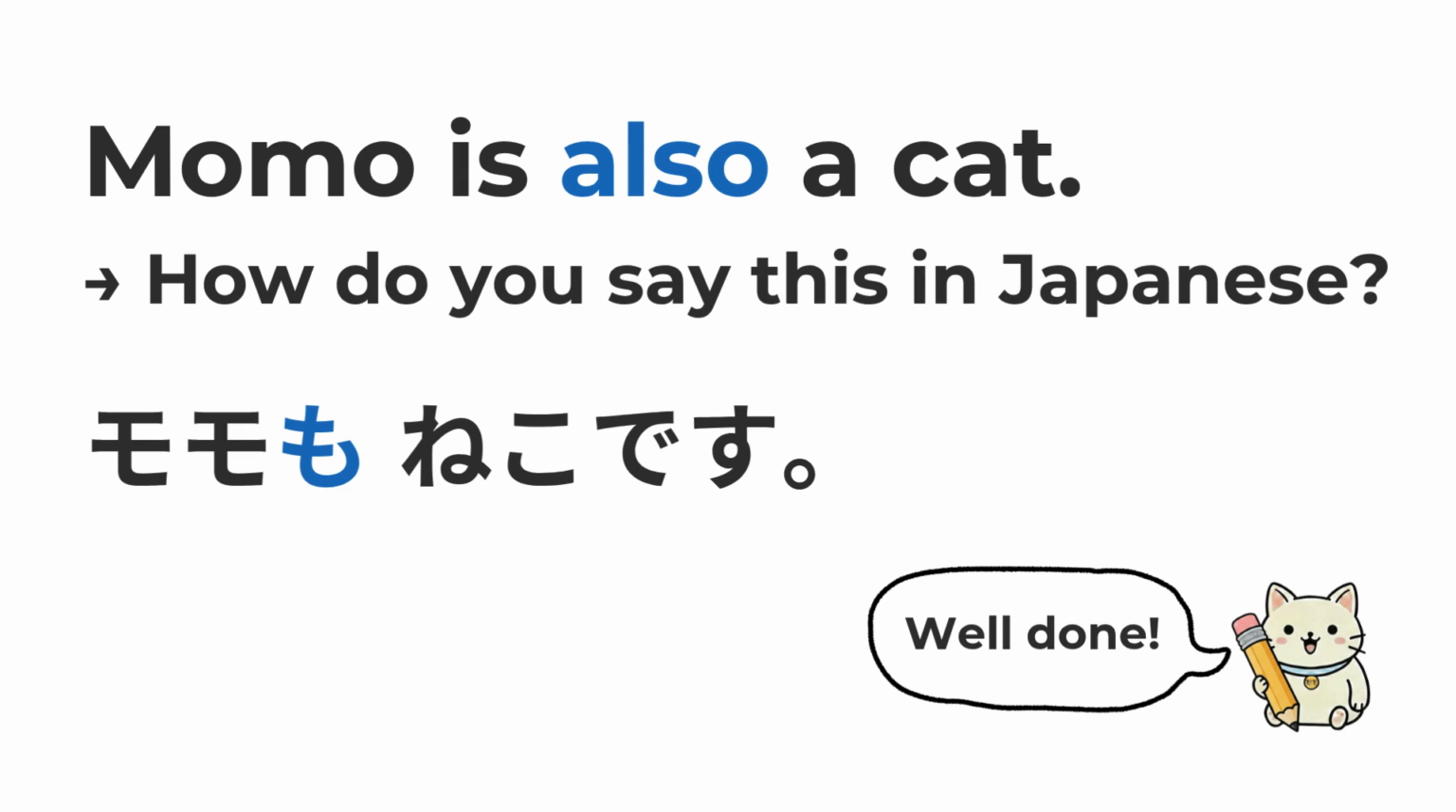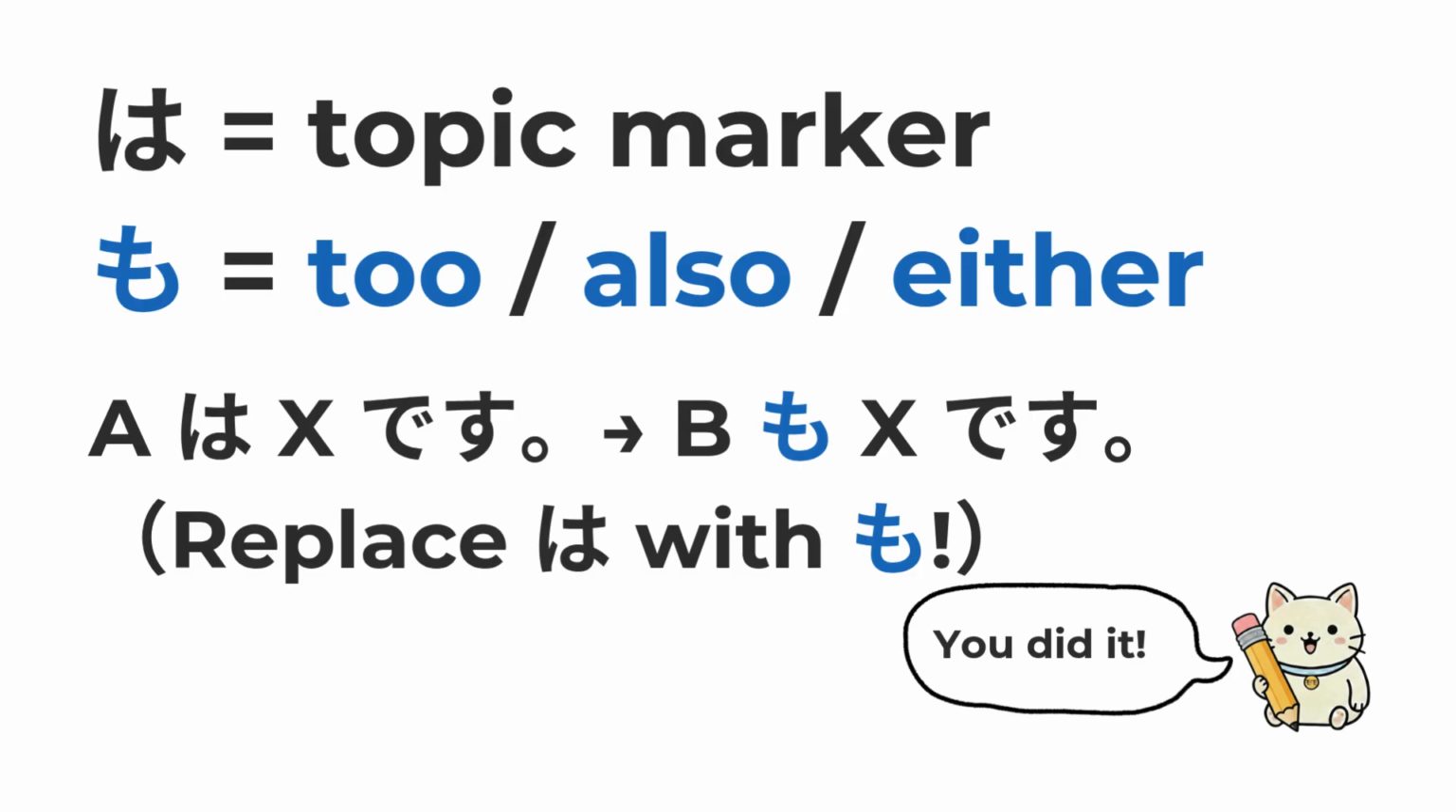Well done. Let's review. は marks the topic. も means too, also, or either. Just replace ha with mo.